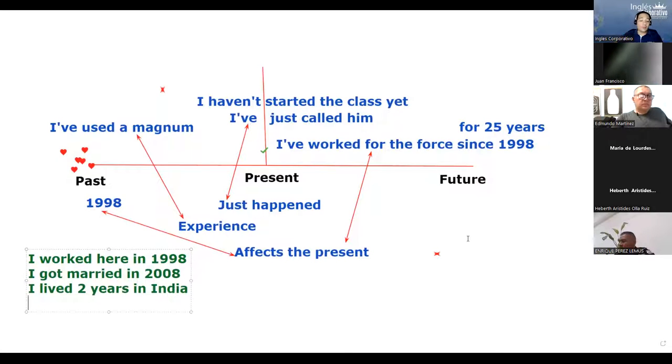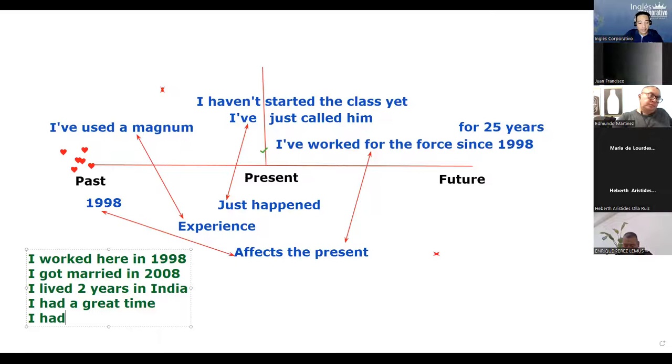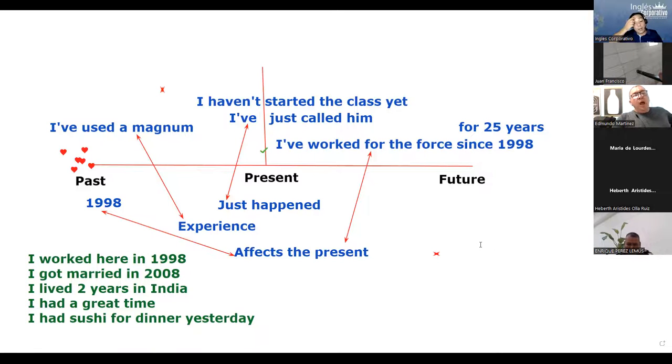Now, be careful, don't confuse the auxiliary. I had a great time. That's past. I had sushi for dinner yesterday. That simple past is an action that happened last night, a minute ago.